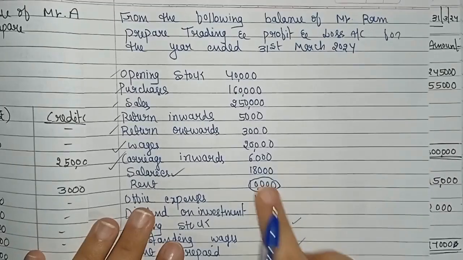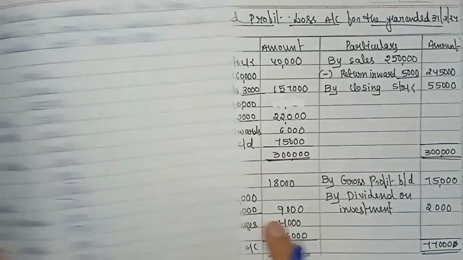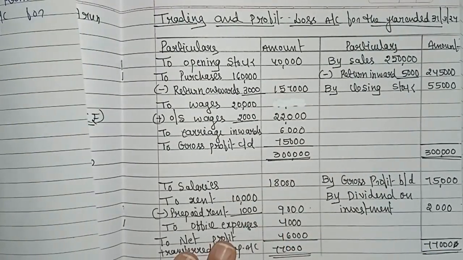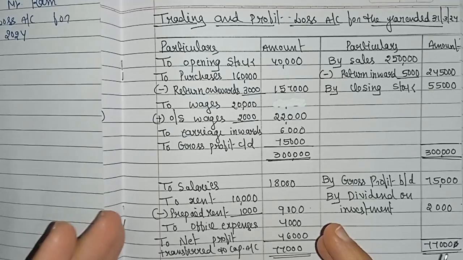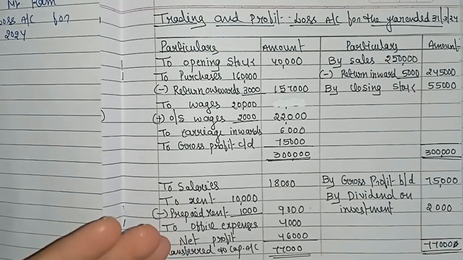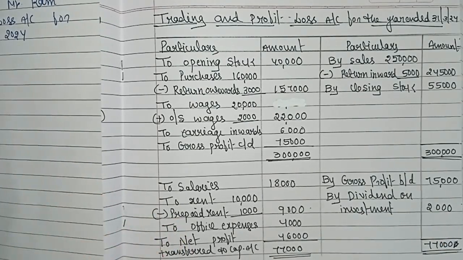Now see here, salaries, that is rupees 18,000. So salary is an indirect expense because salary is paid to office staff or managers, clerks, administrative employees. Clear? Means they do not work directly on producing the goods.